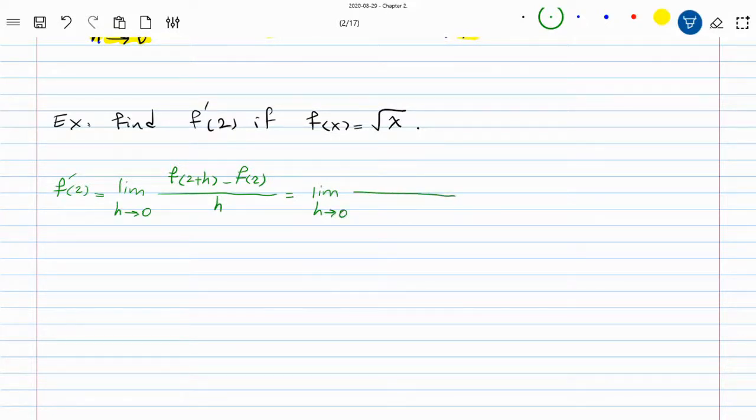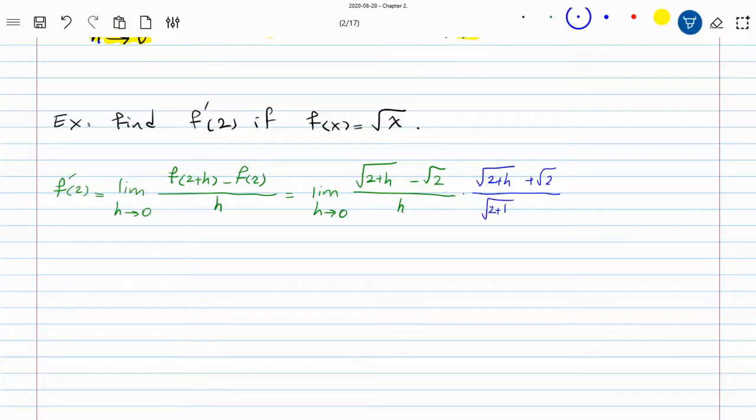What is f of 2 plus h? It means into the function f replace 2 plus h instead of x. Minus f of 2, it would be square root of 2, divided by h as h approaches 0. How do we simplify this? I mentioned last time that you multiply by the conjugate, square root of 2 plus h plus square root of 2, if you want to simplify this.